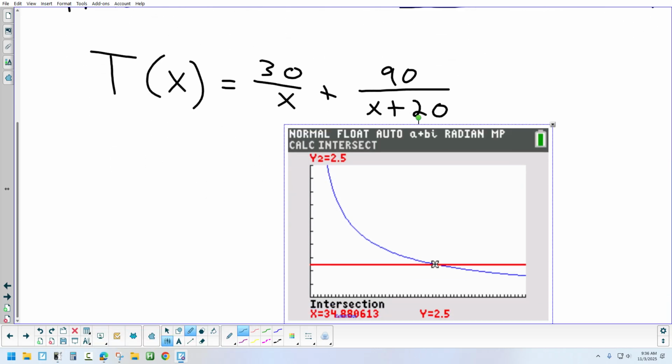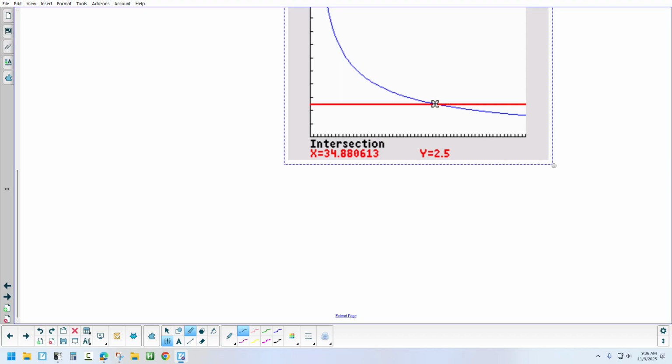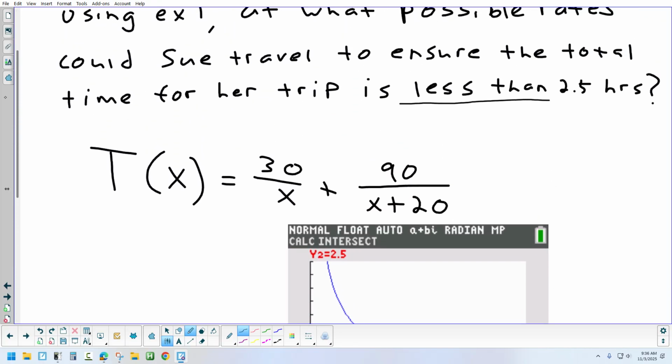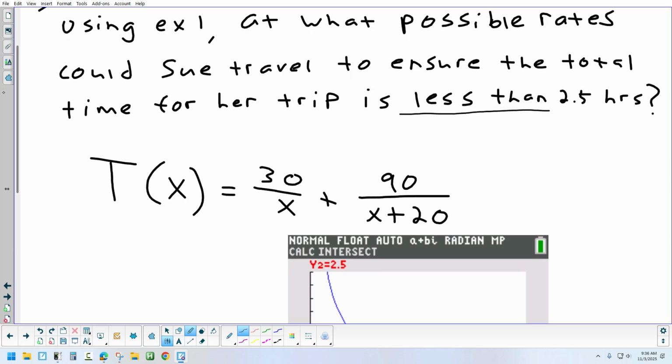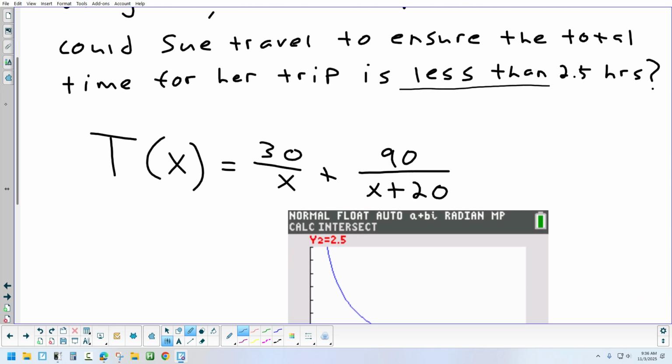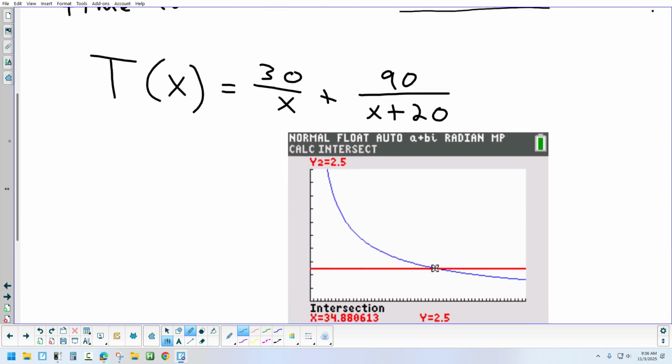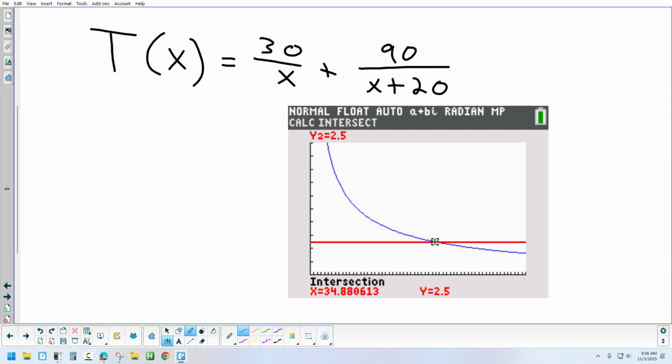And they intersect at 34.88 miles per hour. So how would I write the answer? At what possible speed does Sue have to travel at to complete the trip in less than 2.5 hours? Yes. So Sue's speed must be greater than 34.88.